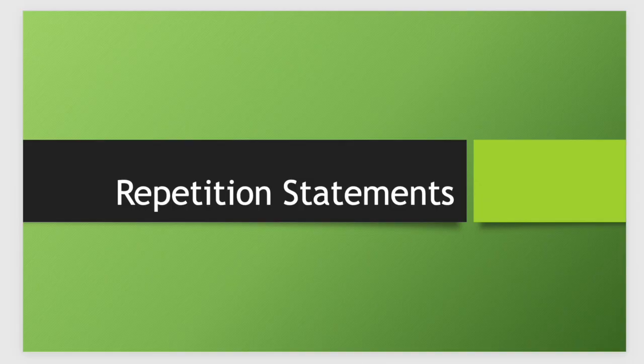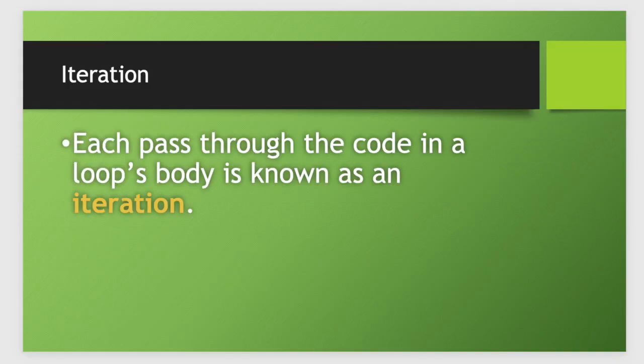Repetition statements are usually accomplished by using loops. Loops are bits of code that repeat based on a certain condition. Each time the loop's code is repeated, it's known as an iteration. One pass through a loop is an iteration. If a loop loops 5 times, we can say that that loop iterated 5 times.